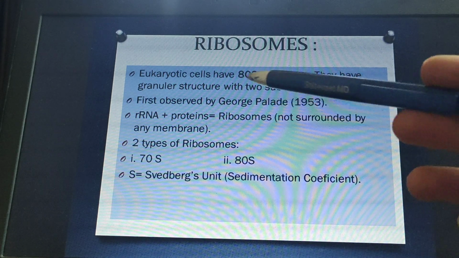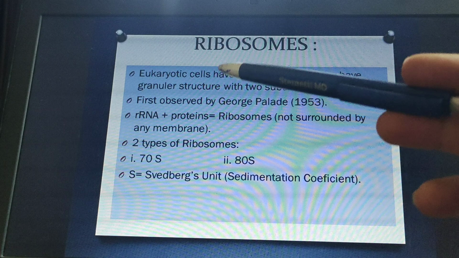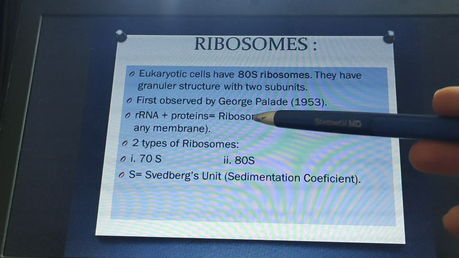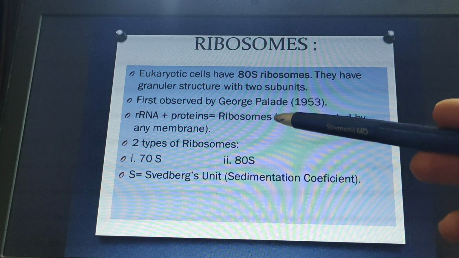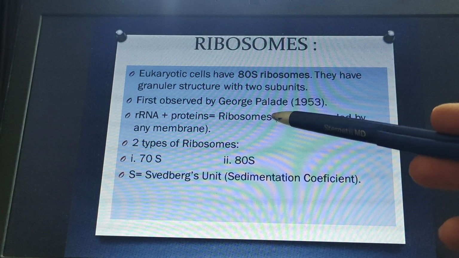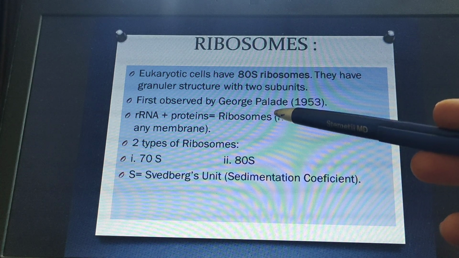Ribosomes are made up of rRNA, that is ribosomal RNA, and proteins. When these two join together, they are called ribosomes, because they do not have any membrane around them.